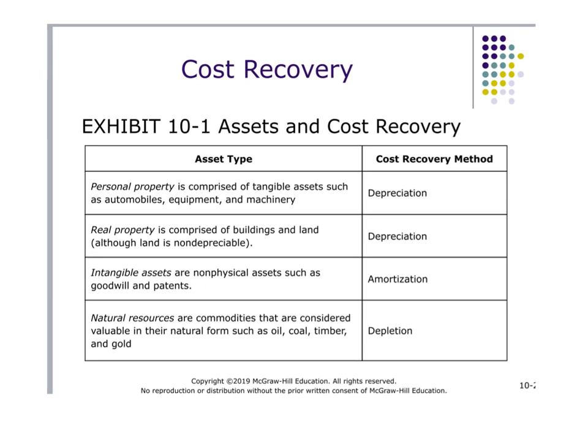All right, now, when we're talking about cost recovery, you've got all different types of assets that we've already covered, and then which cost recovery method associates with that type of asset. And so here they're all laid out. So you can see personal property and real property, depreciation, intangible assets, all right, and a couple of examples, amortization, and then depletion.